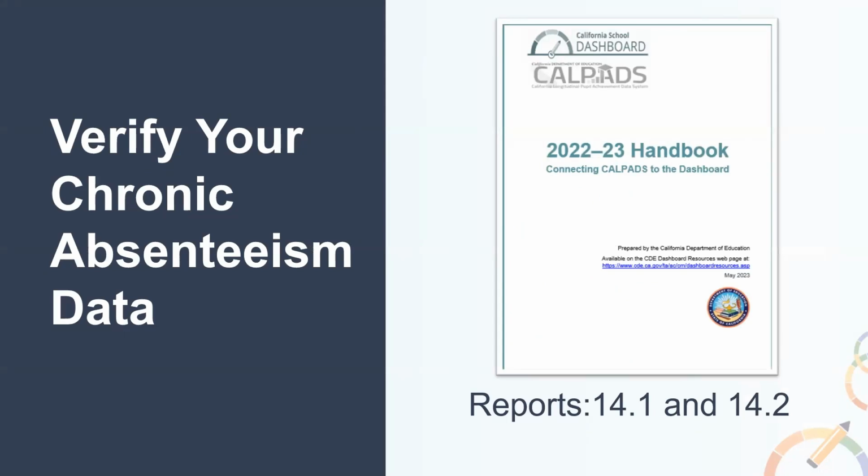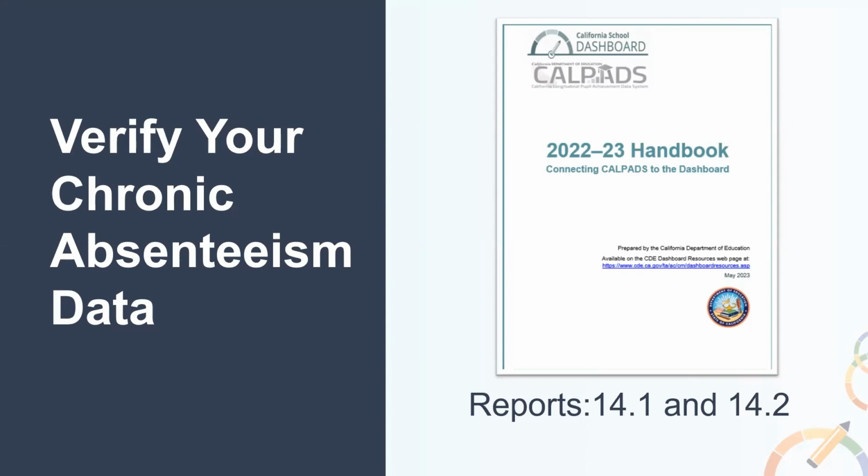On an annual basis, you can ensure that your absence data are submitted accurately in CalPADS by verifying that the chronic absenteeism data for your LEA has been submitted. Specifically, LEAs can review the following CalPADS reports prior to certification: Report 14.1, Student Absenteeism Count for Summary Results, and Report 14.2, Student Absences, Student Lists, to access student level data.